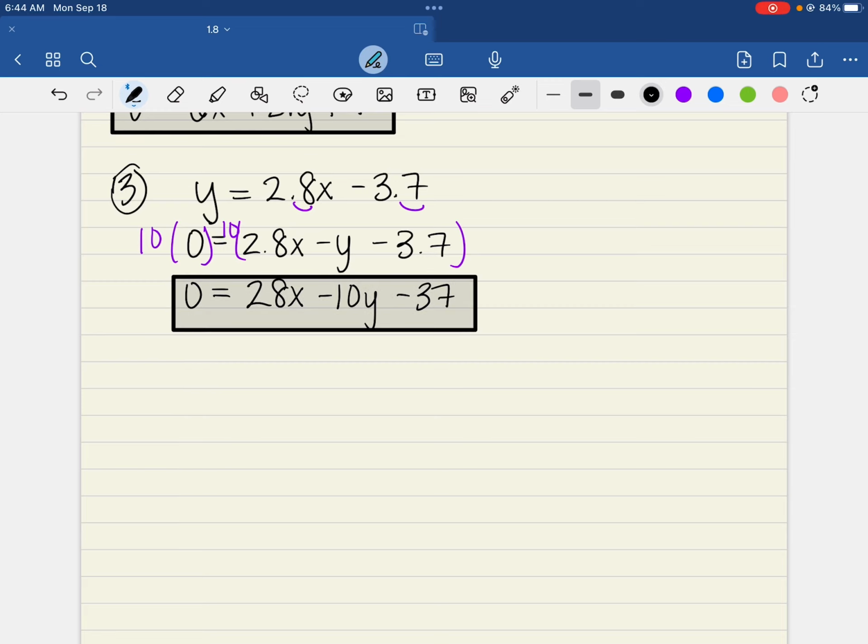Okay. Now, what would I do if I had y equals 2.8x minus 3.72? Well, in this scenario, you have 2 digits behind the decimal, so that means you would have had to multiply by 100. Even though this one is only 1 decimal, you need to multiply by the largest number. So, future reference.